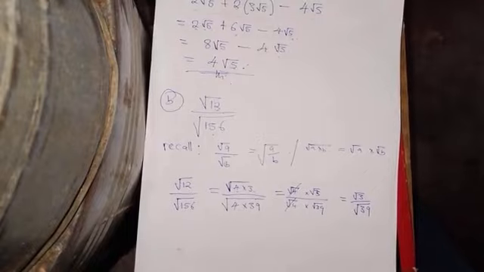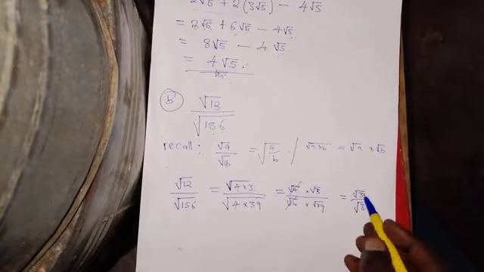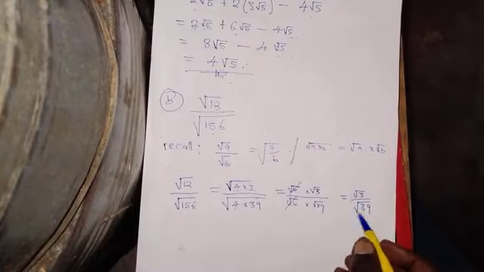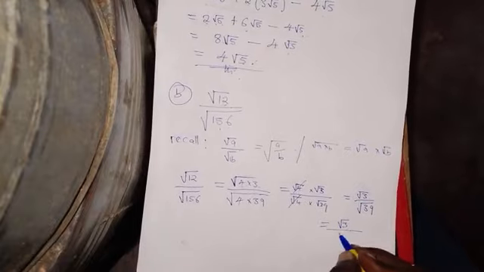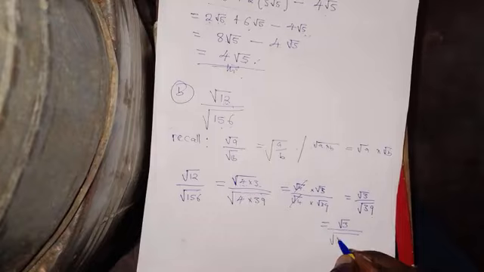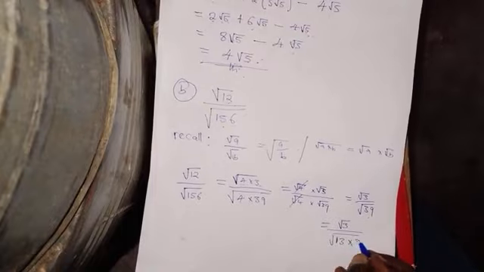We can still break down something here. I believe the 39 can be broken down into something nice: two numbers which can be multiplied to give us 39. Remember, I want to simplify this further. So we can have something like root of 3 over this 39. We can have 13 by 3, I think.